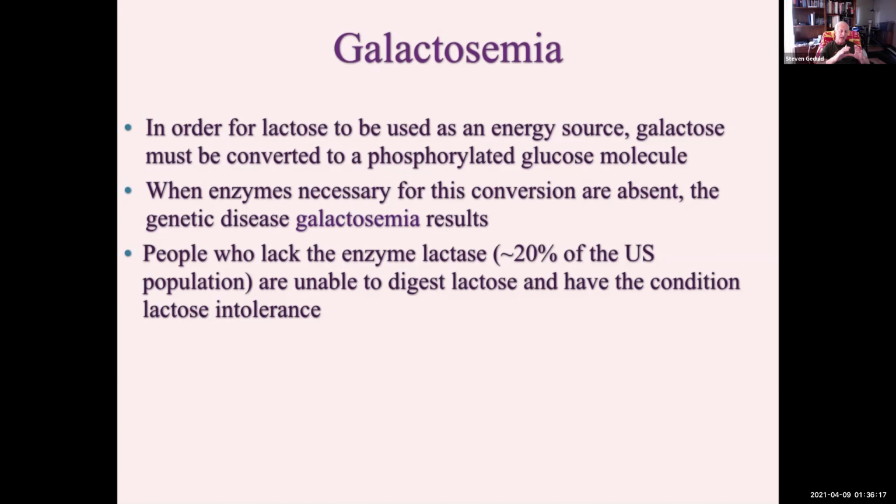In galactosemia, you can break down lactose into glucose and galactose, but you cannot phosphorylate galactose to make it go into the Krebs cycle, into our cycle to break down for energy. You can't utilize it. So the galactose builds up and becomes toxic. People who are lactose intolerant, about 20% of the United States population, cannot break the 1,4 glycosidic bond. So they have lactose, but you can't break it down, so it can't be utilized. They're unable to digest lactose. They cannot break the 1,4 glycosidic bond between glucose and galactose. That's called lactose intolerance.